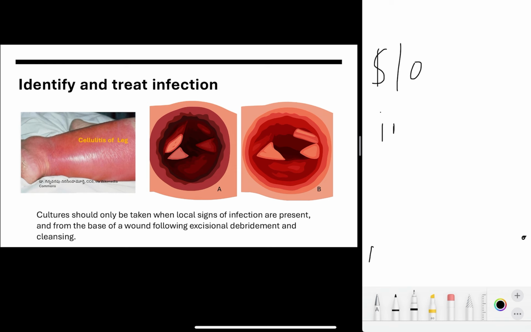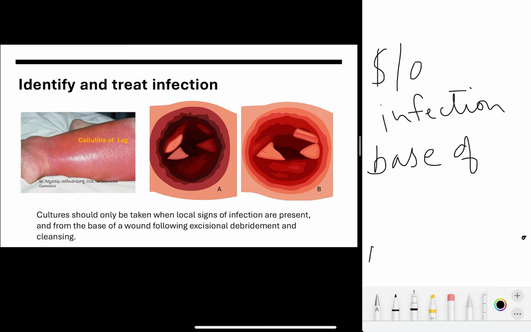So what are the signs of infection? There may be cellulitis, drainage, purulence, or maybe bad odor. And the swab should be taken from the base of the wound.